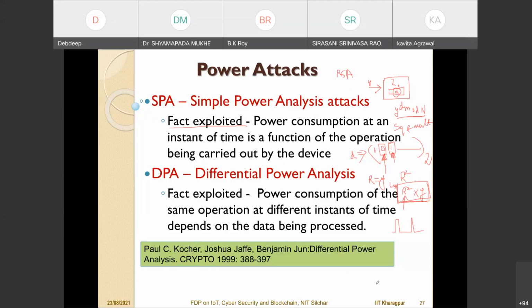And this study originally started from this famous paper published by Paul Kocher, Jaffe, and Benjamin Jun in Crypto in 1999, and essentially started the formal study. So actually, there was another paper in 97 where he talked about the timing attack, and this was more on the power attack part. So this is a power analysis work.